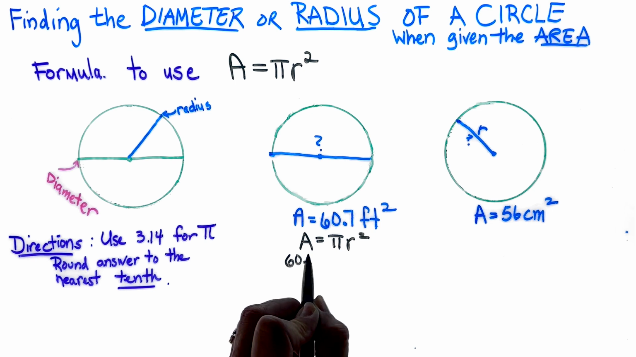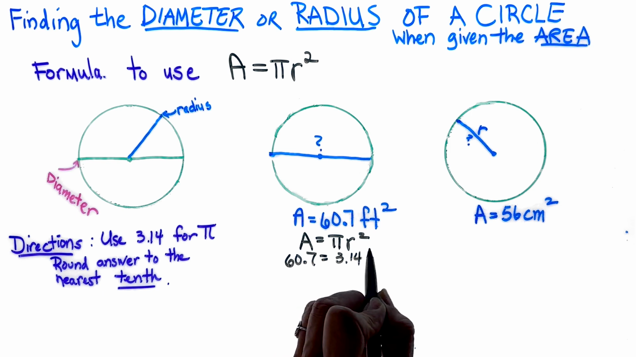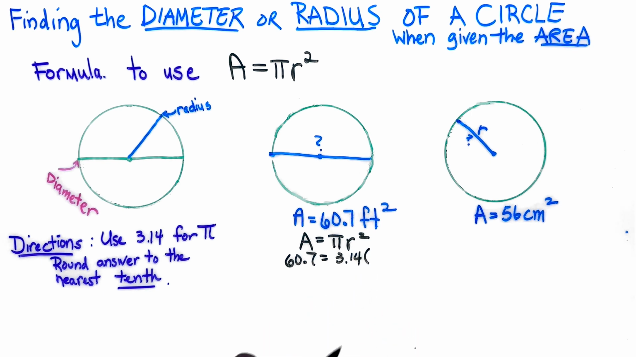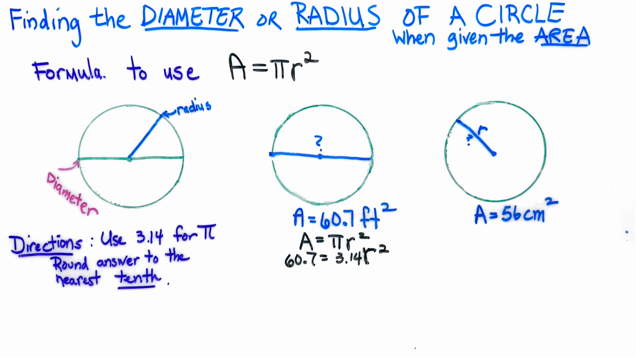So it's 60 7/10 is equal to, I'm putting my 3.14 for pi. And radius, well, we don't know that. So I'm just going to leave this as an r squared. So notice, whenever we have a number next to something, we have to go ahead and divide, because in order to take the square root of r, it's got to be standing alone. So right away, I am dividing both sides of my equation by pi, which is 3.14.